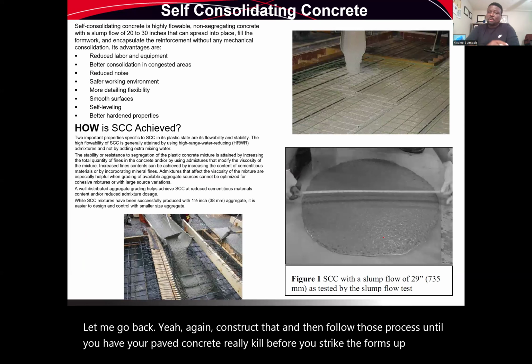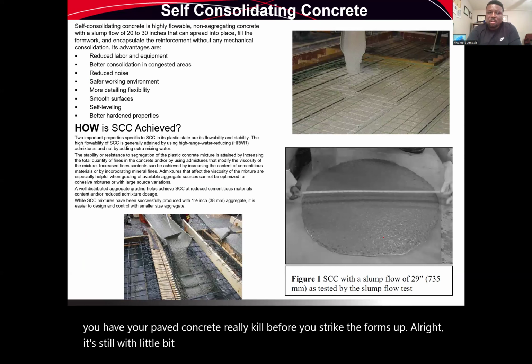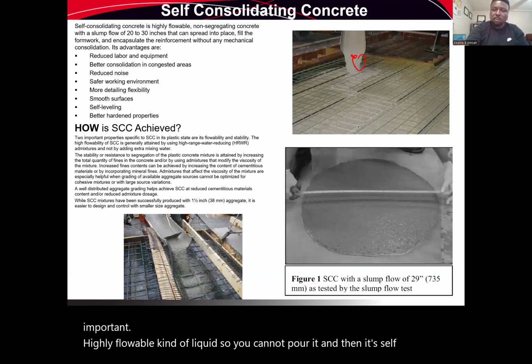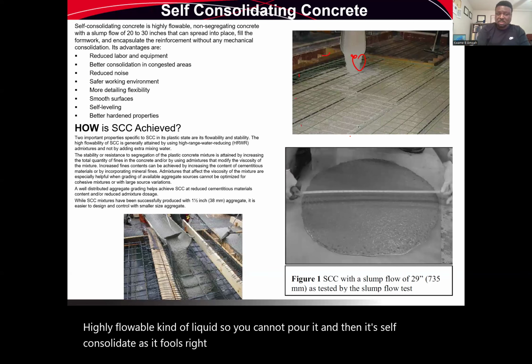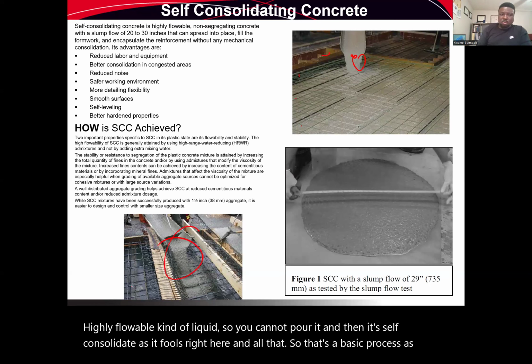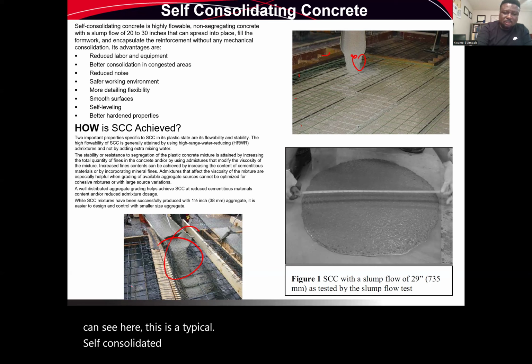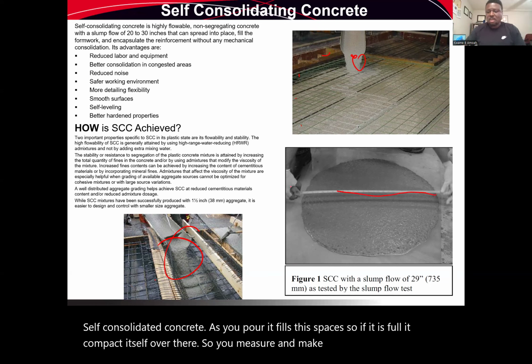Let's deal with a little bit of self-consolidated concrete. This is very important. It's a highly flowable, kind of liquid concrete, so you pour it, and it self-consolidates as it fills right here. So that's a basic process. As you can see here, this is a typical self-consolidated concrete. As you pour, it fills the spaces. So if it is full, it compacts itself over there. So you measure and make sure you have all the levels and so on.